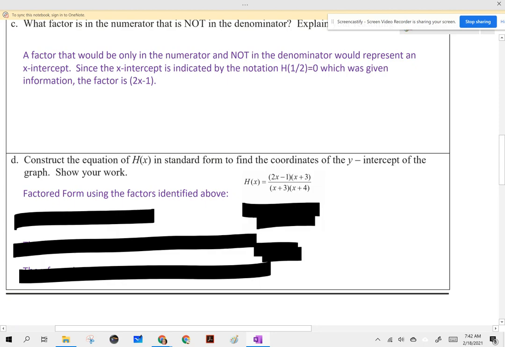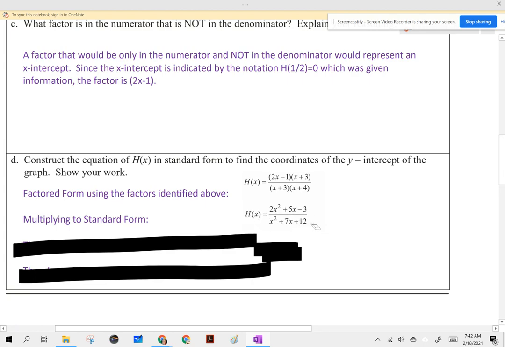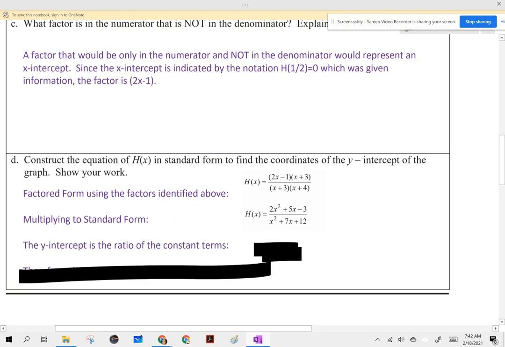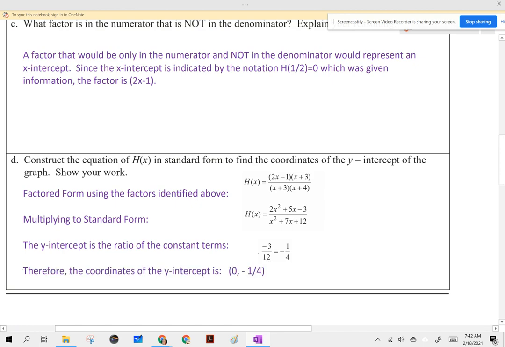Once we take that information, now we just need to multiply it out, and that's going to give us our standard form. And remember, the whole point is to be able to identify the y-intercept. Well, the y-intercept is the ratio of the constant terms. And so the constant terms is -3 over +12, which reduces to -1/4. Therefore, the coordinates of the y-intercept is (0, -1/4).